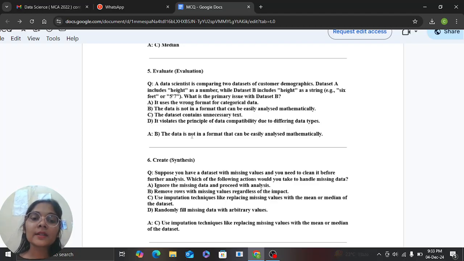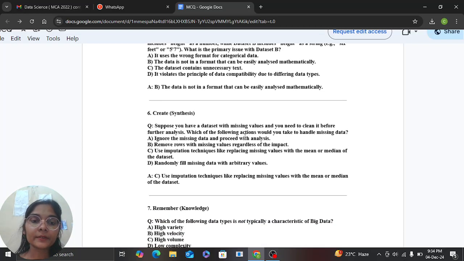Here the issue is that the data is not in the format that can be easily analyzed mathematically. In data set A, the column represents the data in a numerical format, which can be analyzed in a simpler manner and in an organized way, while in the data set B, the data is represented in the string format, which is not analyzed mathematically. So this will not be a way to represent the data. Data can always be represented in a mathematical format.